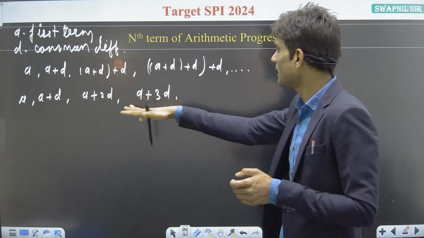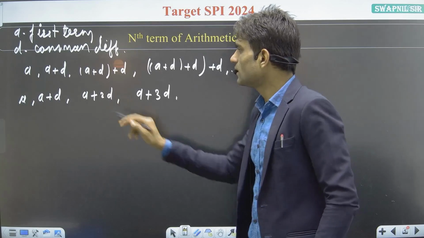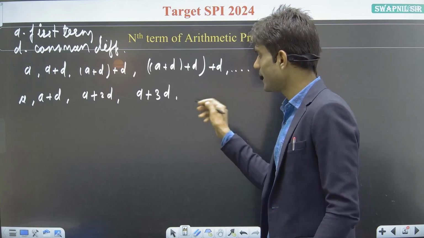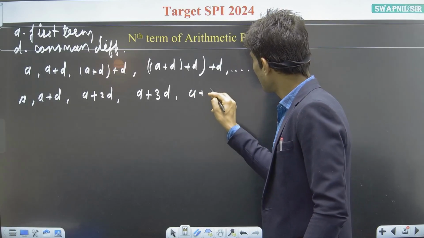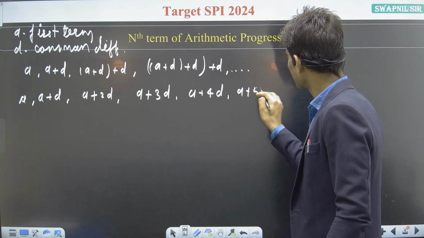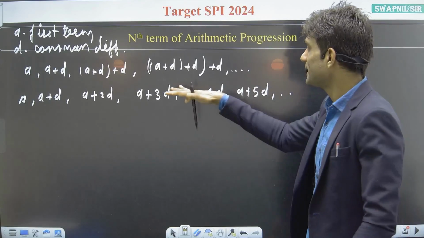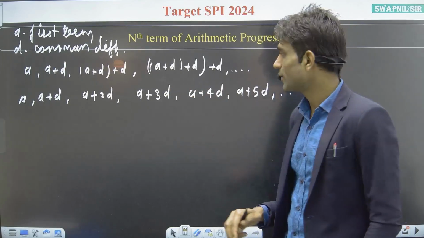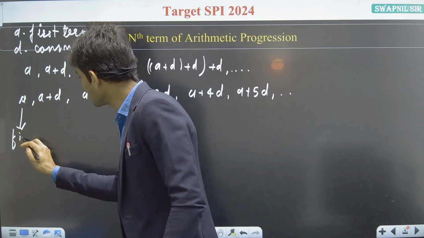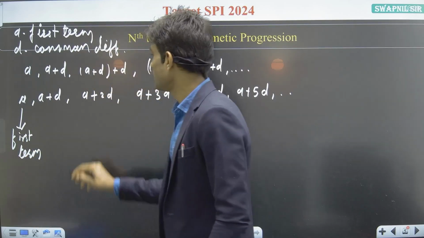And similarly, now we can observe first term a, second a plus d, third term a plus 2d, fourth term a plus 3d, and next a plus 4d. After that a plus 5d. These are the n number of terms which are present in our arithmetic progression. Now see that this one is the first term.